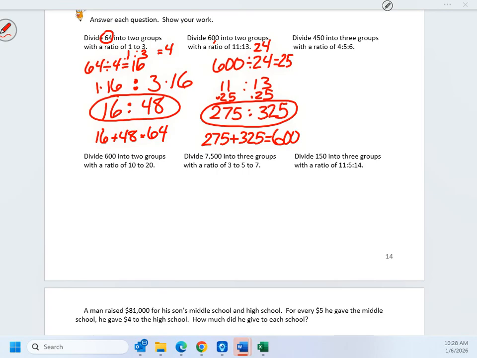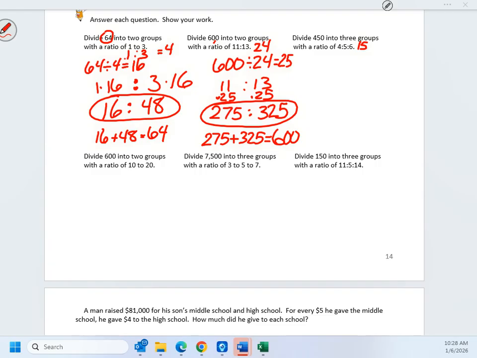Let's do one more together. Divide 450 into 3 groups with the ratio of 4 to 5 to 6. What's my first step? Holland. Add 4, 5, and 6 up. And what do I get? 15. Yeah, 4 plus 5 plus 6 gives me 15.